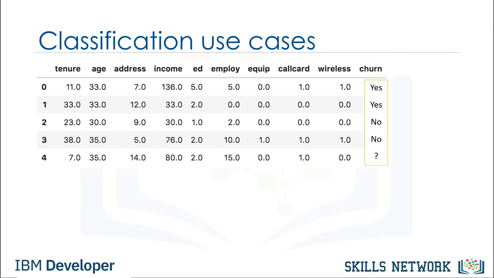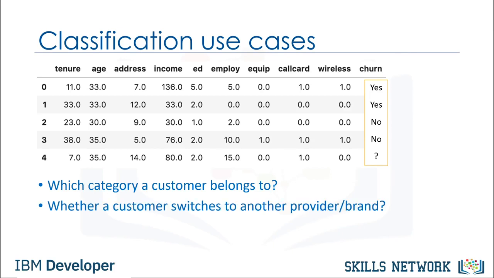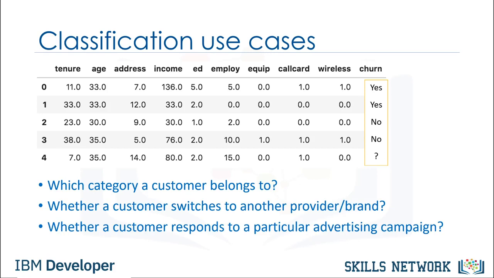Classification has different business use cases as well. For example, to predict the category to which a customer belongs, for churn detection, where we predict whether a customer switches to another provider or brand, or to predict whether or not a customer responds to a particular advertising campaign.